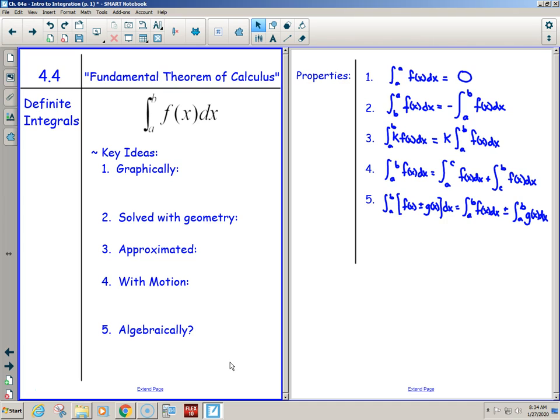Technically, this first page in section 4.4, technically we already wrote down 1 and 2 and 3. 4 I'll fill in quickly, but once again, we're going to go back to that motion packet once we have some more skills as far as actually solving. So graphically, we talked about, okay, we have that little function f. We have some sort of random a to some sort of random b. We're trying to find that area.